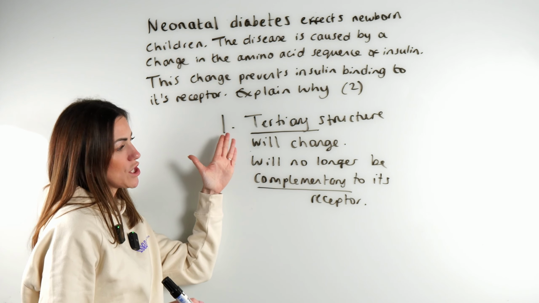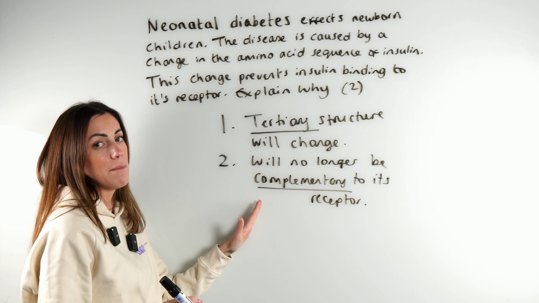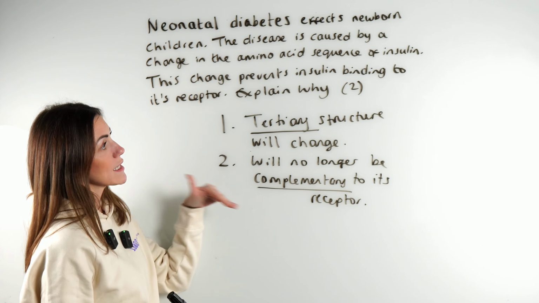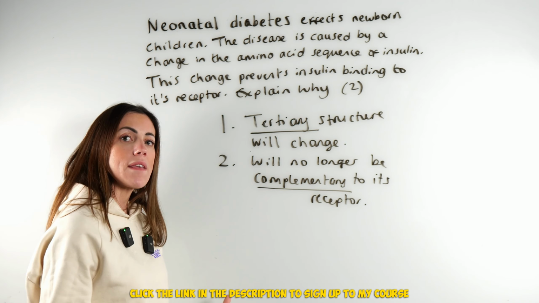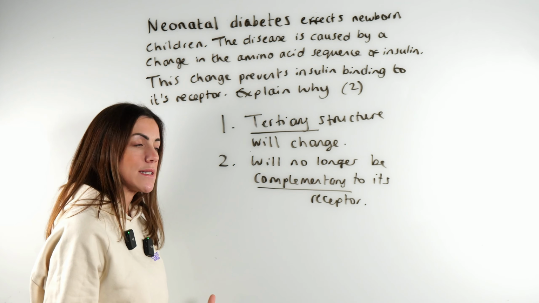So if it's a different tertiary structure, it would no longer be complementary to its receptor, which is explaining why it cannot bind to its receptor and why that child will have diabetes.